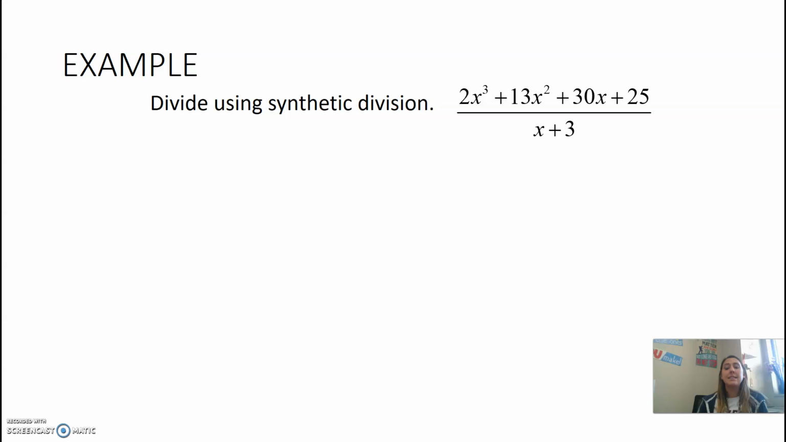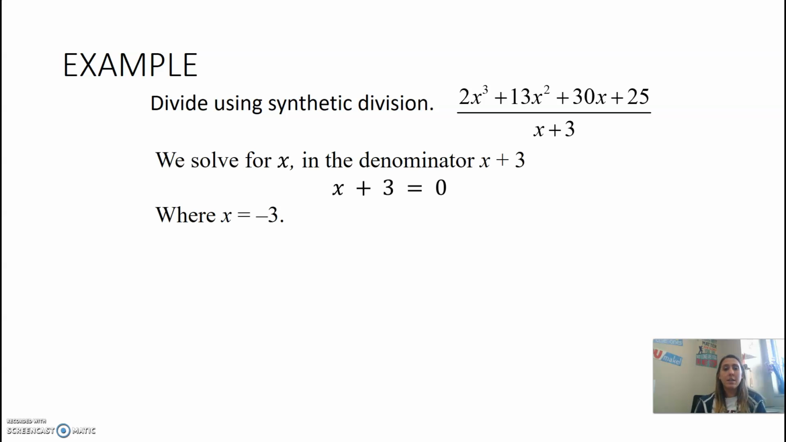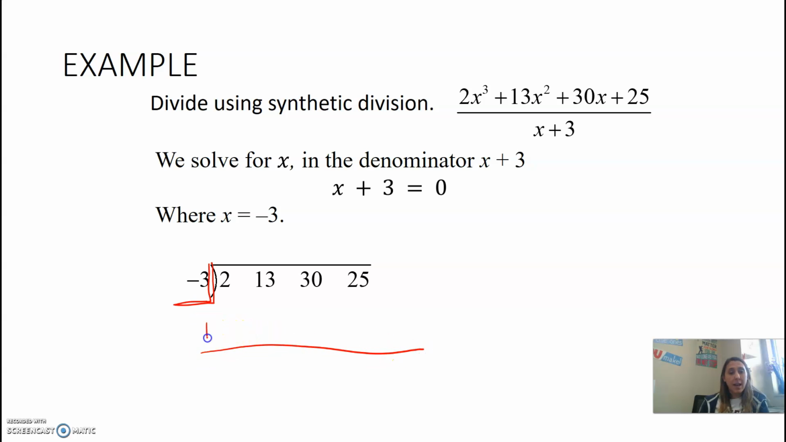So then we're going to set that denominator equal to 0. So then let's do that. When we do that, we get x is equal to -3. And then we set this up. We set up our synthetic division. So remember, we put this in a box like this. And then underneath the last column, we put our remainder box.